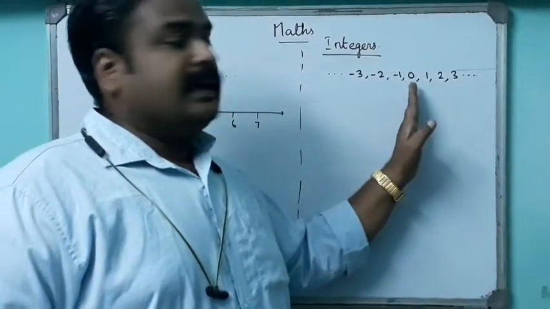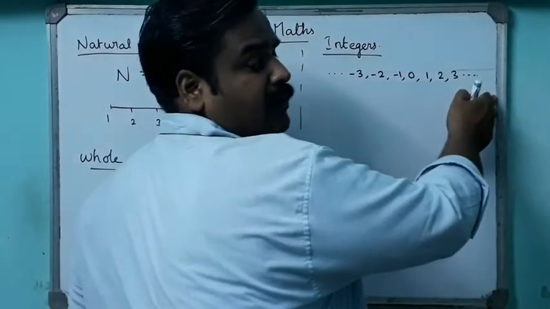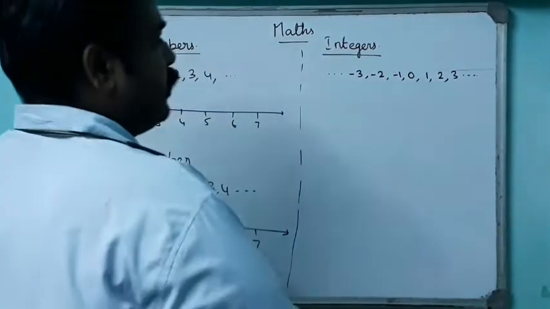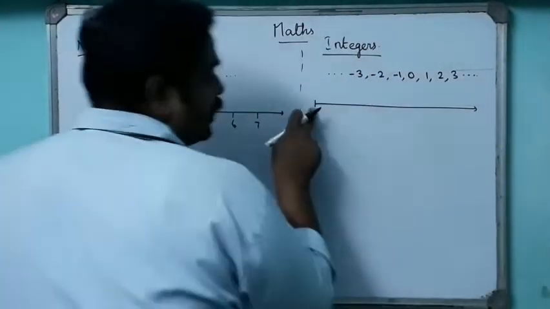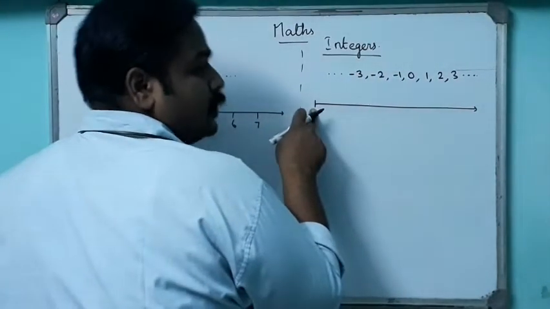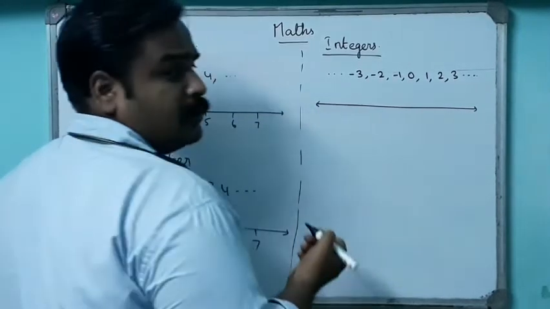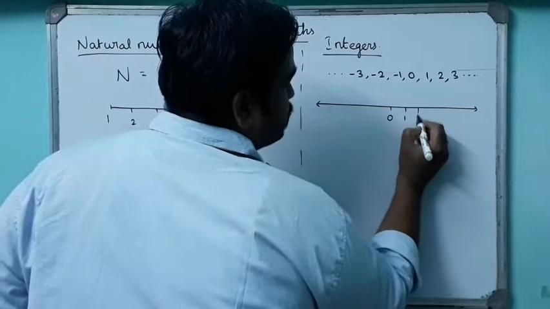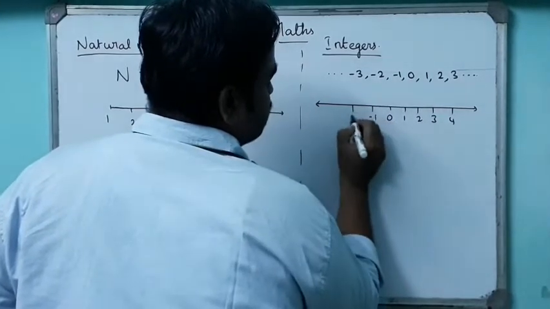On the right hand side of 0, you have positive integers. On the left hand side of 0, you have negative integers. We can even denote this on the number line. Can you put the symbol like this? No, you should not put the symbol like this. You must put arrows on both sides. So what you can do is put 0 in between, arrange the positive numbers here and arrange the negative numbers here.